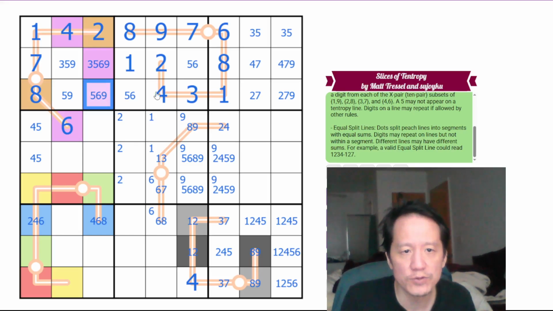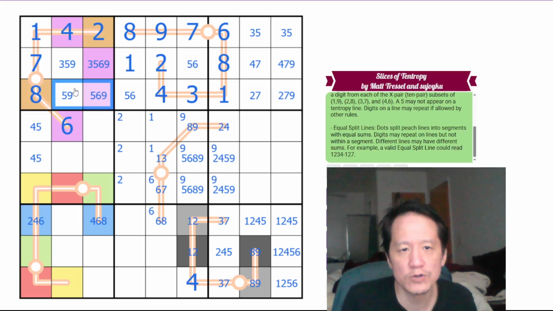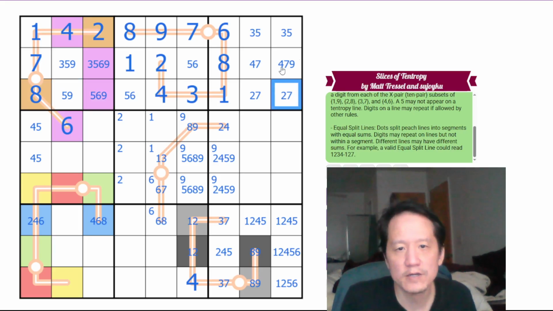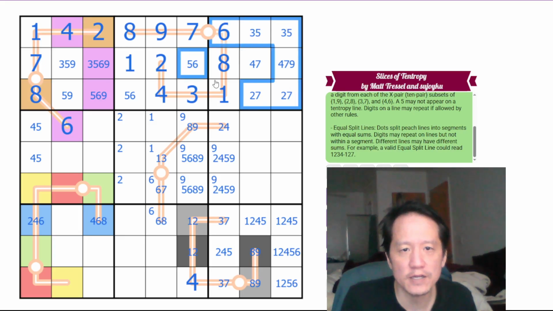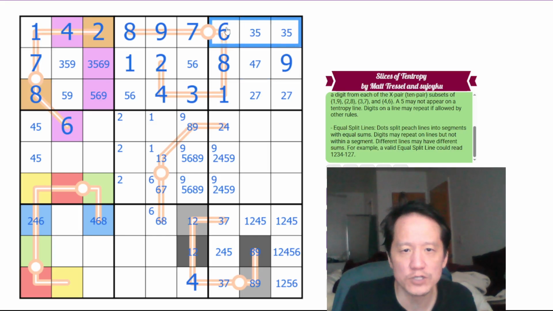But this can't be 3. We now have a 5, 6, 9 triplet in row 3, which eliminates 5, 6, and 9 in the rest of the row. This can't be 9. Where is the 9 then in box 3? It has to be here. We also have a 2, 7 triplet, which eliminates 2 and 7 in the rest of the box. So this can't be 7. This is a 4, which means this can't be 4.